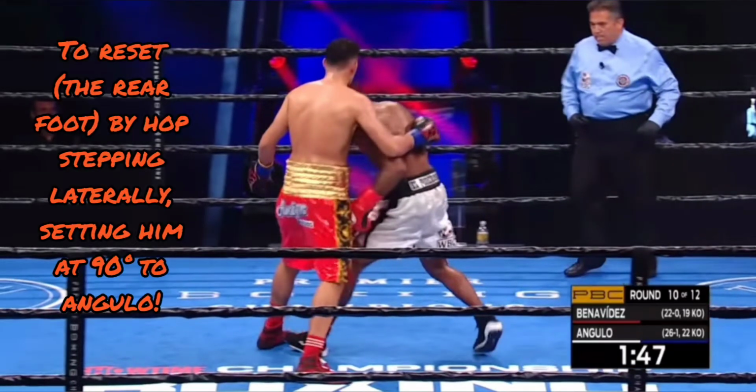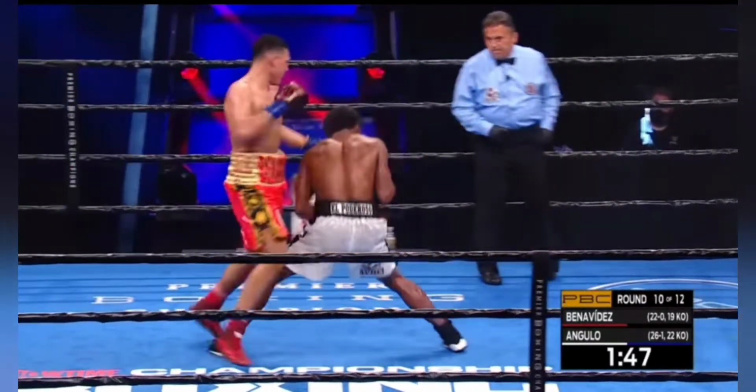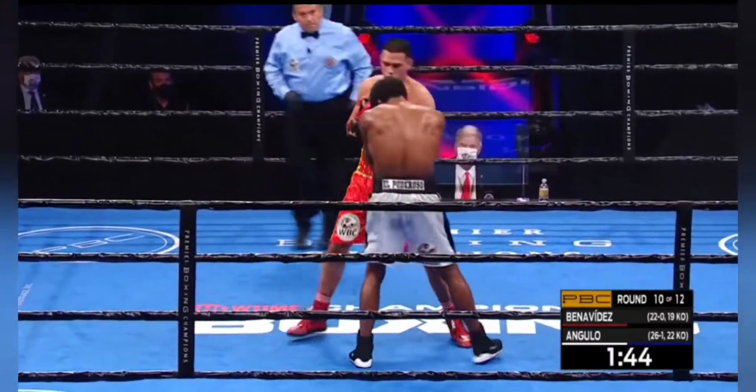This allows him to reset his foot at a 90-degree angle to Angulo, but before either foot even touches the ground, he's already landing a lead uppercut to the head. The timing and agility it takes to pull off something like that is a true mark of talent.